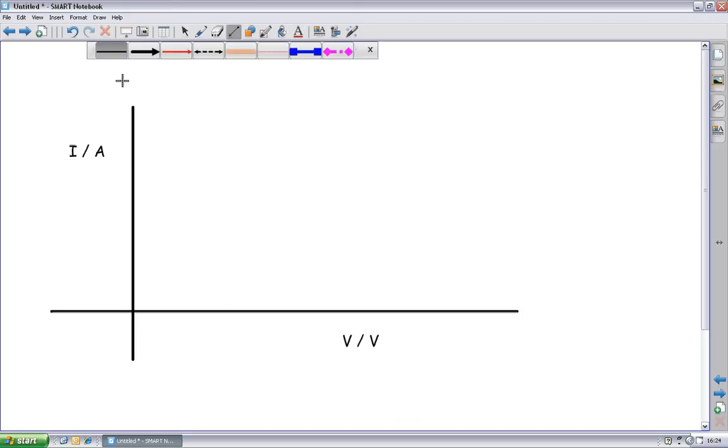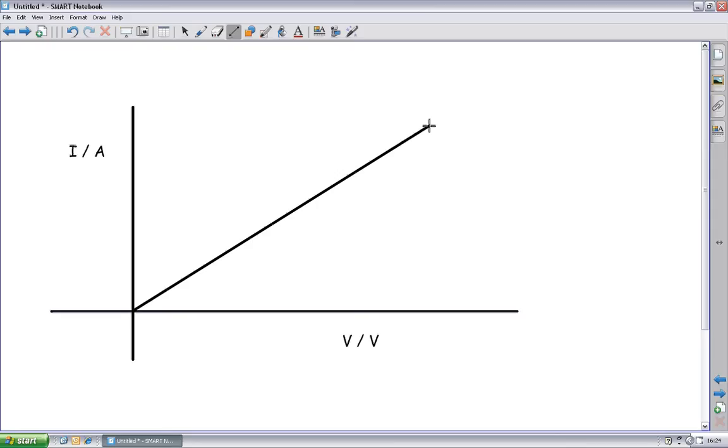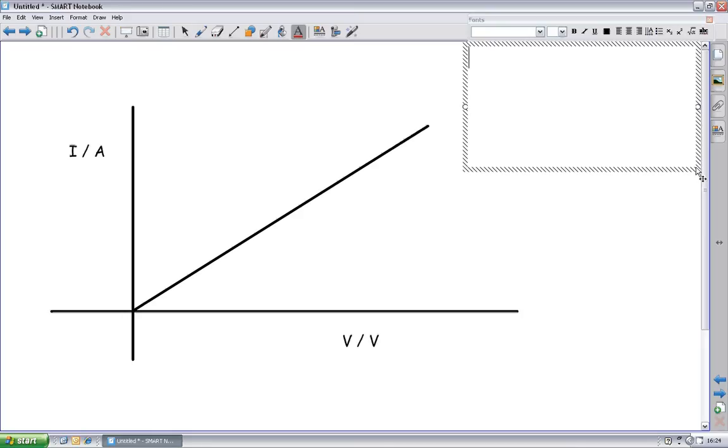Now, if I have a perfect ohmic conductor, that means it follows Ohm's law perfectly, then as I increase the voltage going this way, the current traveling through it will also increase. Which makes sense, if each coulomb of charge is getting a little bit more energy, then you can pack them through a bit faster. The gradient of this graph is 1 over the resistance. That sounds a little bit mathematical, but just remember that the gradient, how slopey the graph is, is equal to 1 over the resistance.